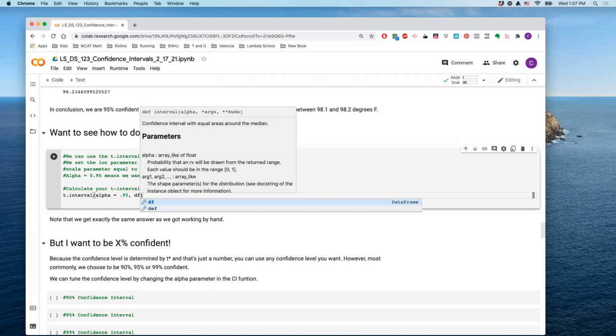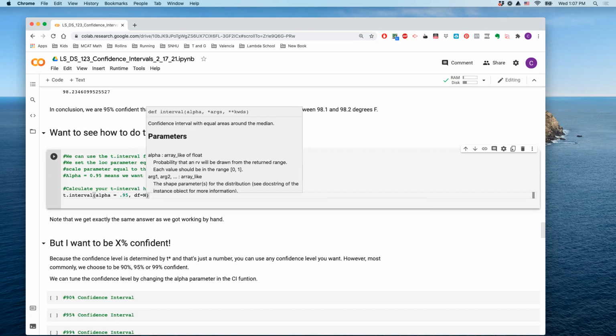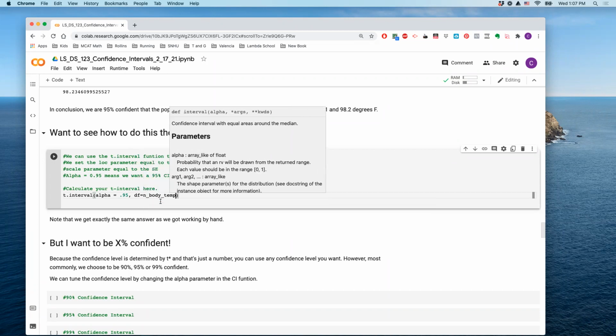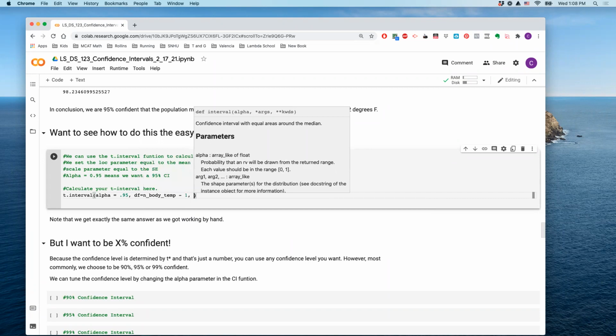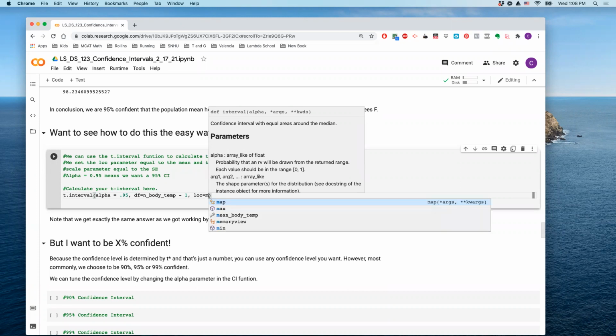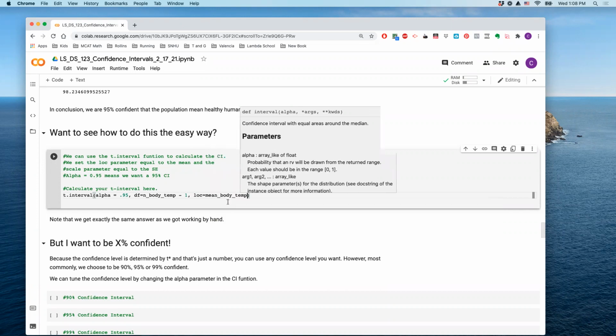The second thing that we need is our degrees of freedom. So in body temp, that's the sample size minus 1. And then we need to give it two more parameters. So we need to give it the confidence level that we want, the number of degrees of freedom, and then it wants to know, it calls it the location parameter. It says, hey, what do you want me to use for the center of this confidence interval? Well, Python, I want you to use the mean body temp from my sample as the center of my confidence interval.